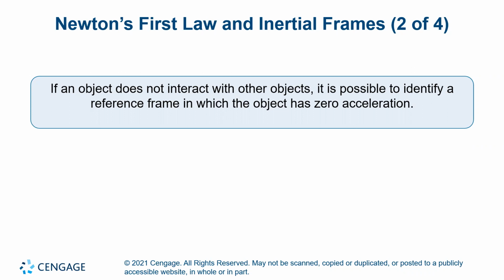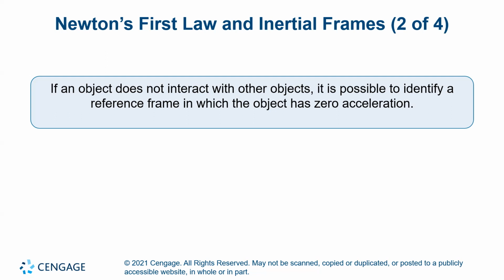If an object does not interact with other objects, it is possible to identify a reference frame in which the object has zero acceleration. This may be different from how you recall the first law is defined, but this is more like how Newton stated it. But in order to understand this, let's first talk about a reference frame.